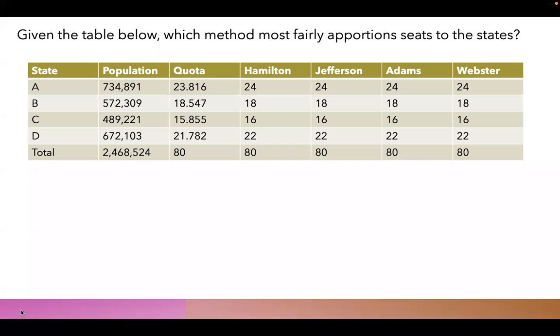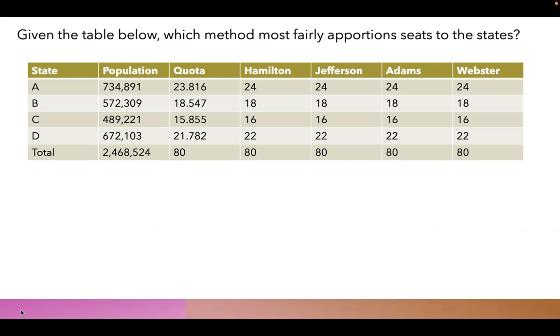And then you would take the population of each particular state, divide by the standard divisor, and that gives you the standard quota. From the standard quota, we then can go lower quota, upper quota, and then change from there. So for each one of these, you're going to notice that state A gets 24, state B gets 18, C gets 16, and D gets 22.